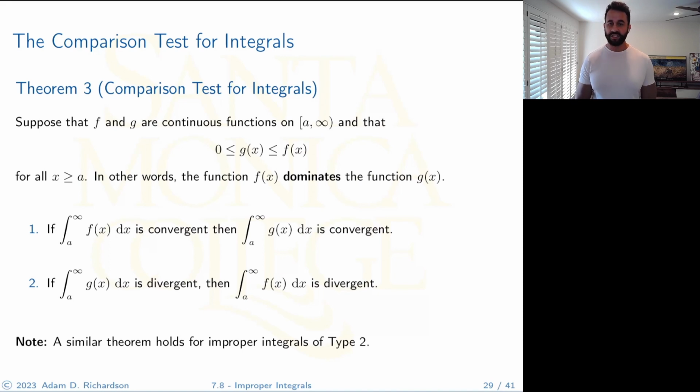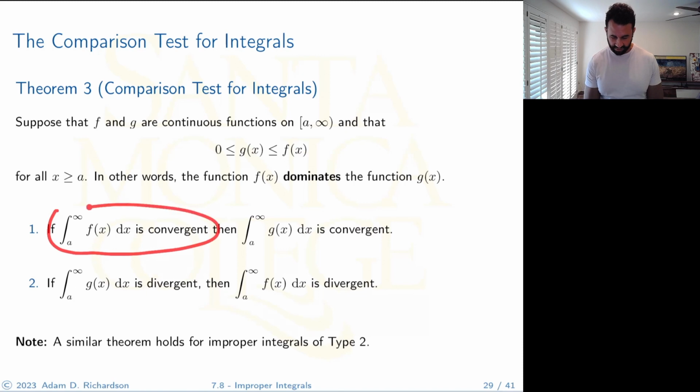Suppose that f and g are continuous functions on an infinite interval from a to infinity. We're also going to suppose this order relationship of the functions, that g of x and f of x are non-negative on that interval, and that f of x dominates g of x. Okay, that's where that word dominate is happening here. Basically, f of x is above g of x. That's what we're saying. So if you have this order relationship of the functions, then we can get these results.